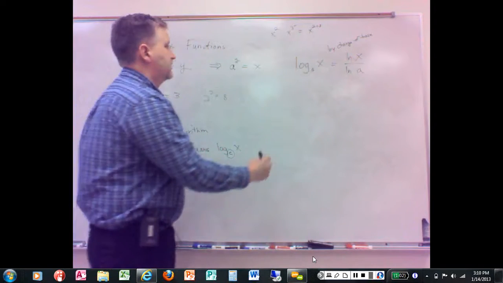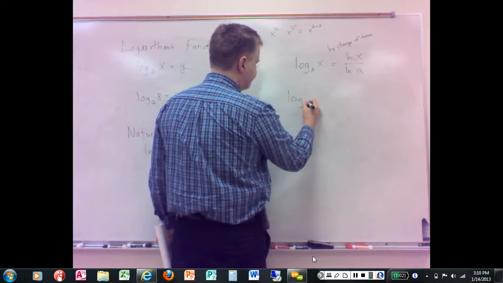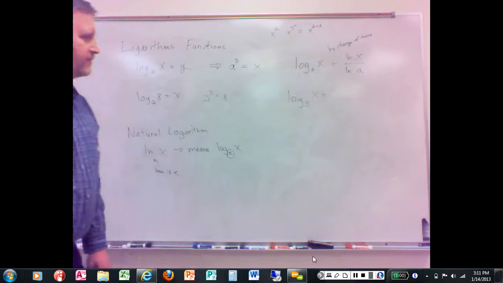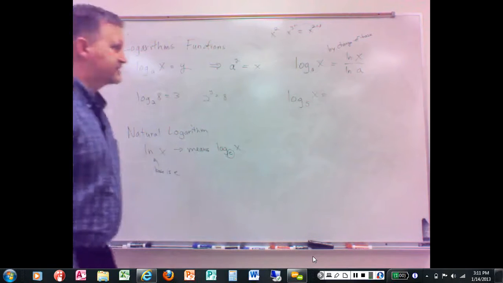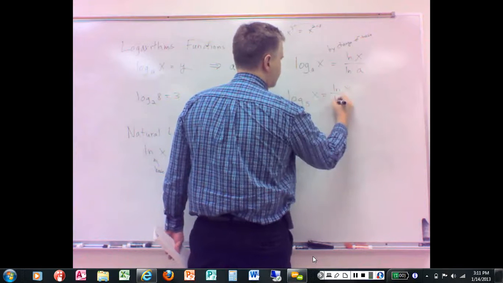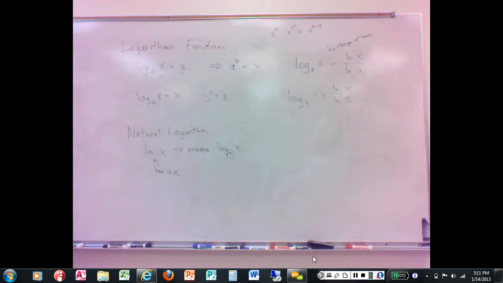So, if I have a logarithm base 5, let's say, of x, well, I don't have to be stuck with that. I can just say that's the natural log of x divided by the natural log of 5. Okay? That's the one we shall use. Okay? All right.